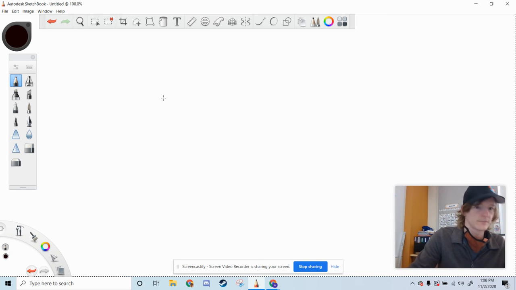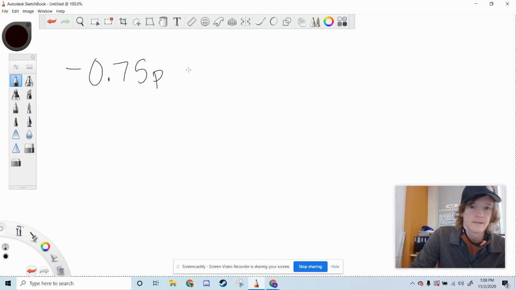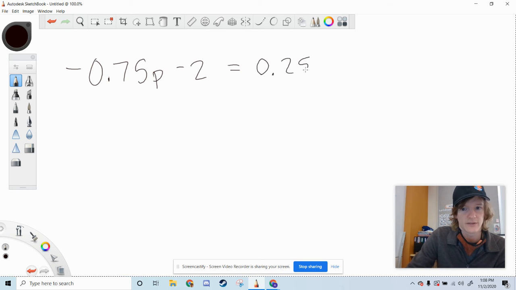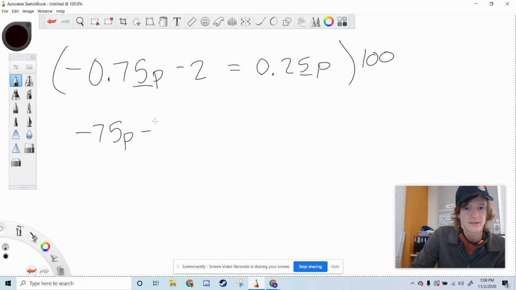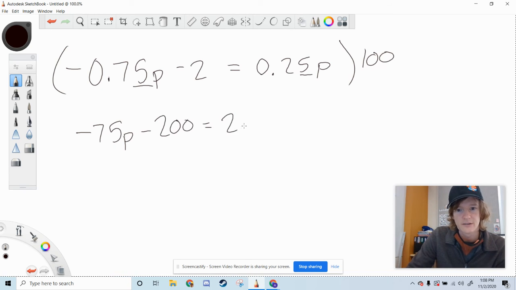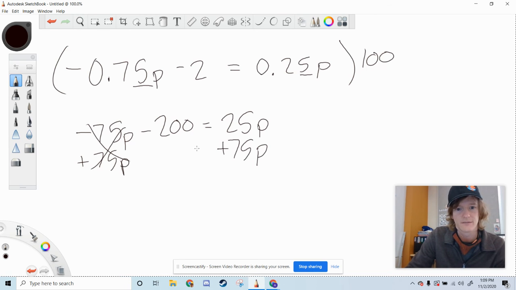Next, negative 0.75p minus 2 equals 0.25p. I'm in the hundredths place here, so I've got to multiply everything by 100. So I'm going to have negative 75p minus 200 equals 25p. Got to move this over, so I'm going to add 75p to both sides. I have negative 200 equals 100p.